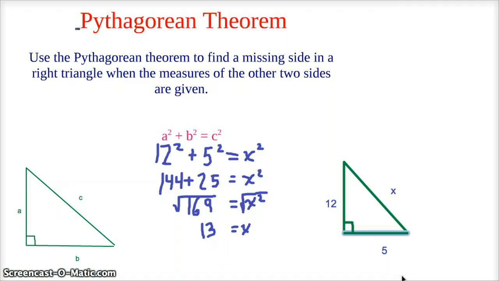So we were able to find that the length of the hypotenuse is 13 if the two legs are 5 and 12.